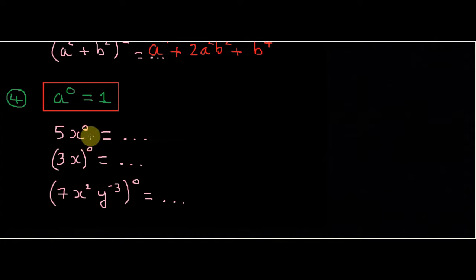In the first one, it's important to recognize that the power of 0 here applies to the x only. So this is going to be 5 times x to the 0, and x to the 0 is 1. So it's just going to be 5. In this case, the power here applies to everything inside the brackets. So immediately we can write down that this is 1. And in the same way over here, the power of 0 applies to everything inside the brackets.